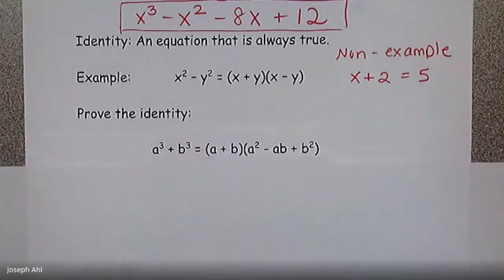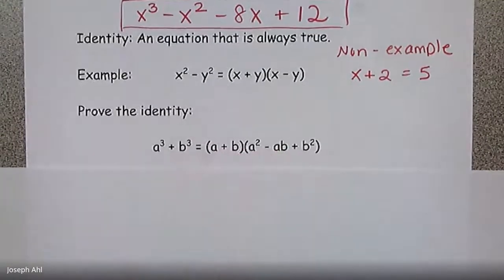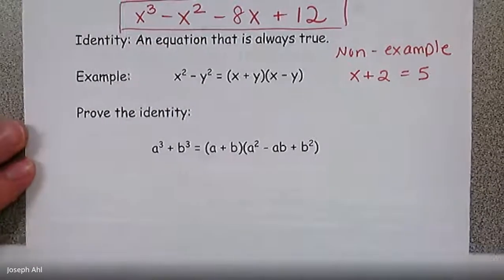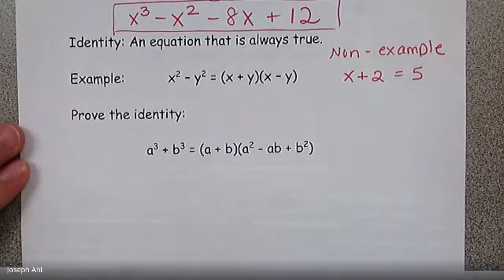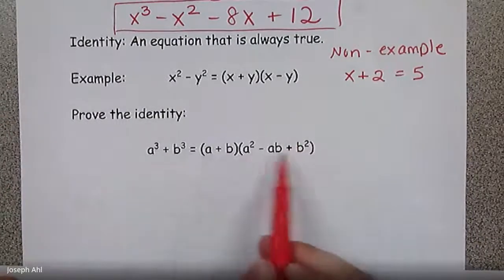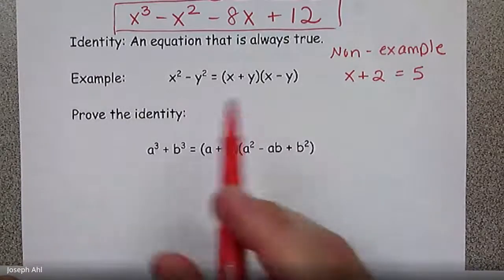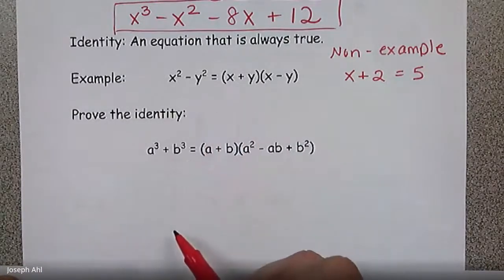Here's an example of what we're going to do. We're going to take a look at a to the third plus b to the third and prove that it equals the product of these two. So how am I going to prove the identity? Well, it's not going to be like a geometry proof from last year where we have statements and reasons. It's going to use the technique of polynomial multiplication. So all we're going to do here is actually multiply these polynomials together and prove that it equals a to the third plus b to the third.